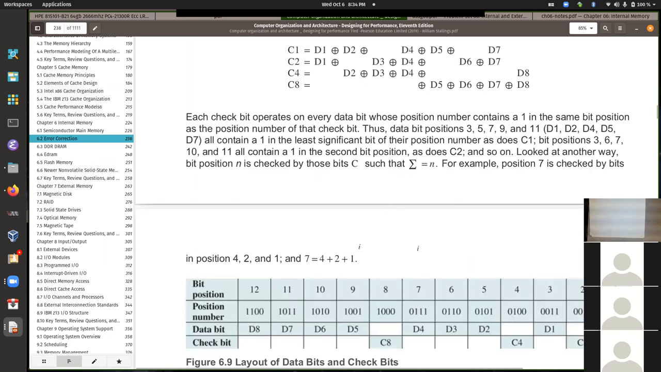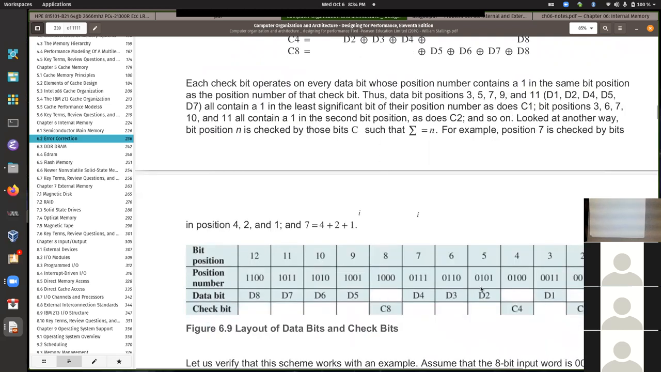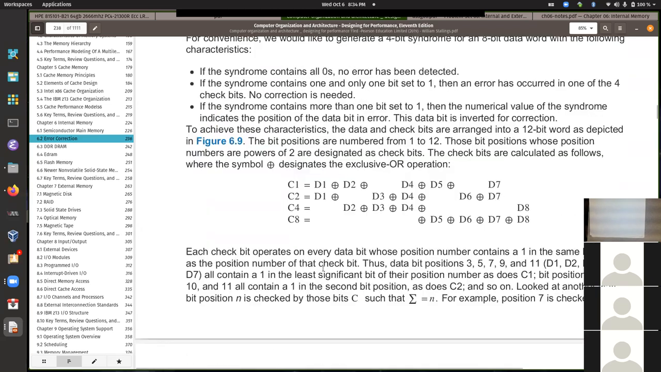So it's going to be position 3, which is digit 1. So doing it by the digit numbers, check bit 1 gets digit 1, digit 2, digit 4, digit 5, and digit 7. Just looking at the first bit here, right? All right.